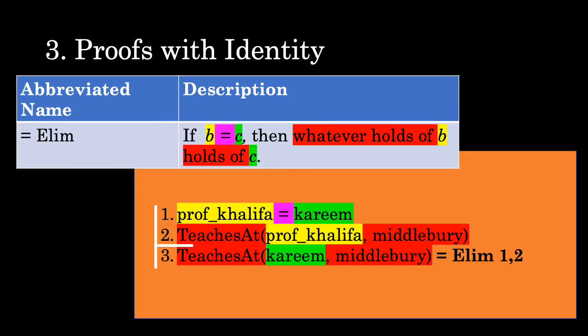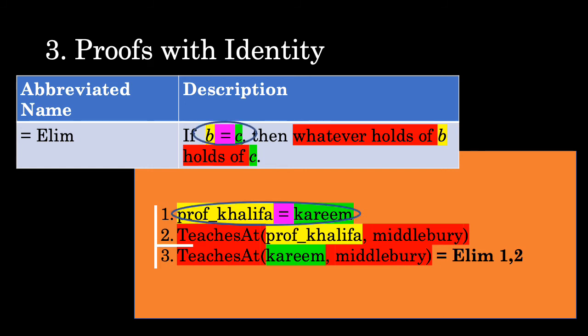Finally, identity elimination says that whatever holds of B holds of C. So in this case, whatever holds of Professor Khalifa, namely that I teach at Middlebury College, is also going to hold of Kareem, and that's exactly what we see in the conclusion. So we see that the mapping is perfect, and that's what allows us to apply this rule in this particular proof.